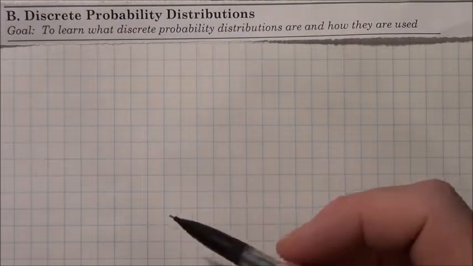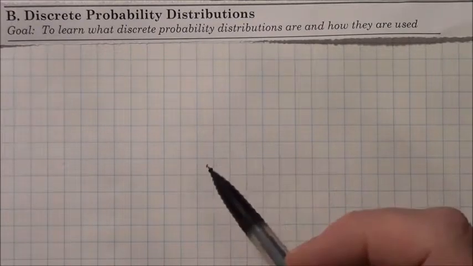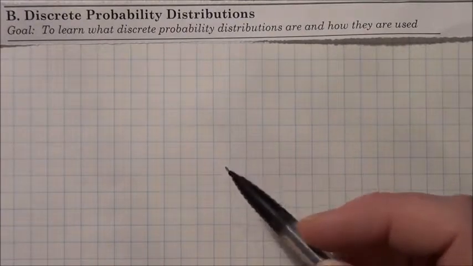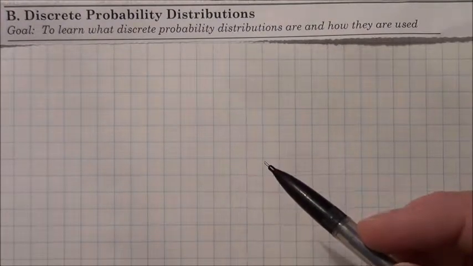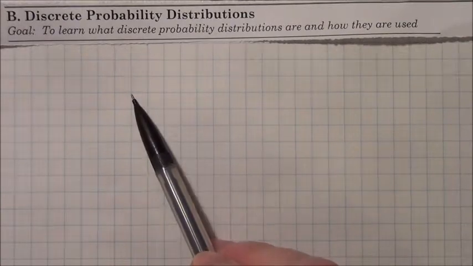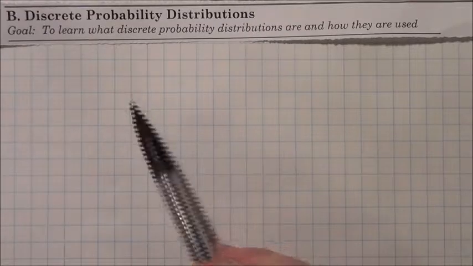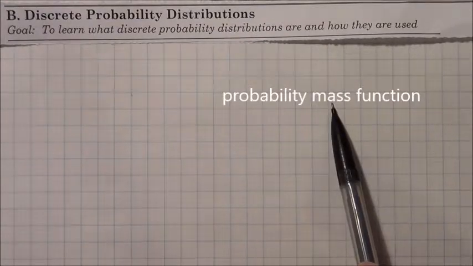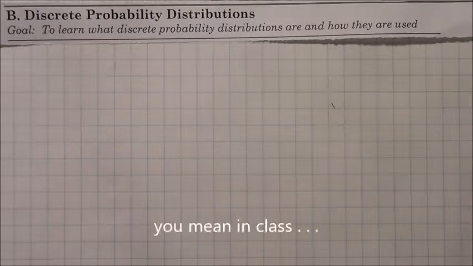So the distributions of these probabilities could be represented either in a table or in graphical form or in function form. And the function form can be called a probability distribution function, or it's also seen as a probability mass function. Either way, it's the same sort of idea that I'll show you in a second.